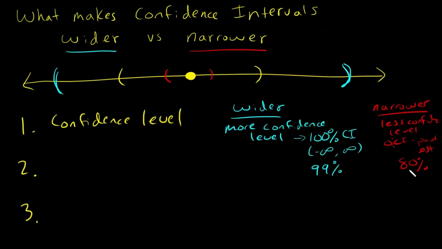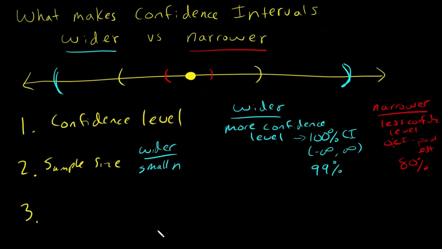Okay, next is sample size. Okay, so let's think about what makes a confidence interval wider. Would I need more sample size or less sample size? Right, I would need less sample size. Basically, I'm less certain about that point estimate. So when I have a small sample size, I'm going to need a wider interval to be the same level confident.